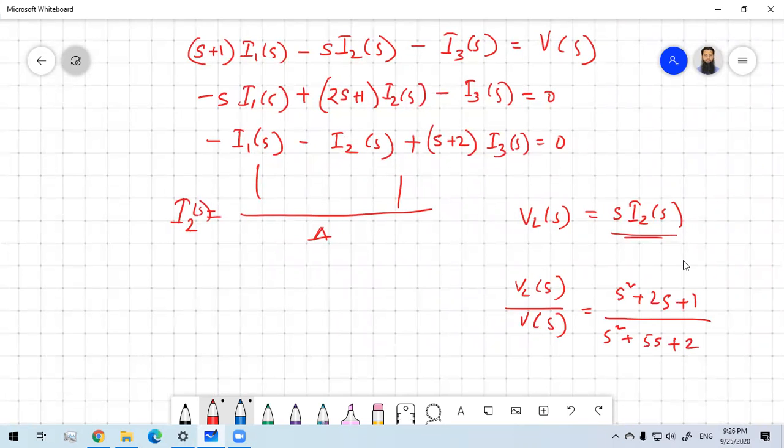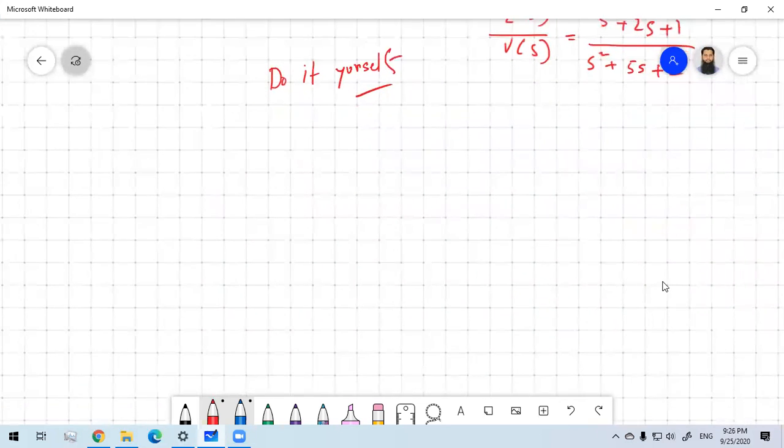So I have given you the idea how to do it. So do the calculation by yourself. Okay, so this is the end of this article.